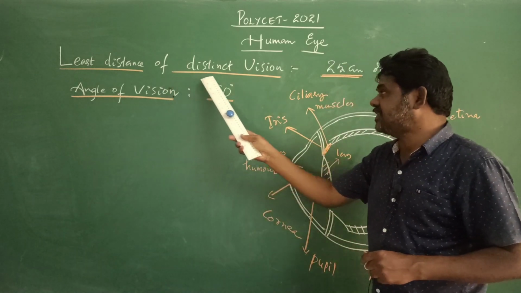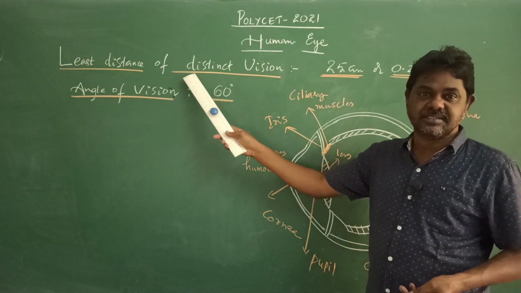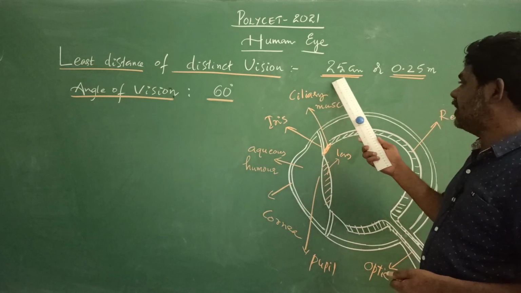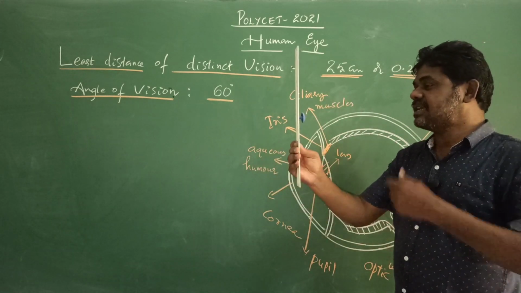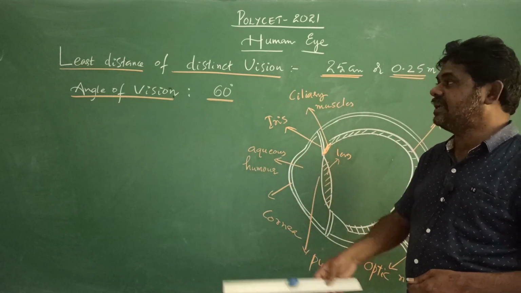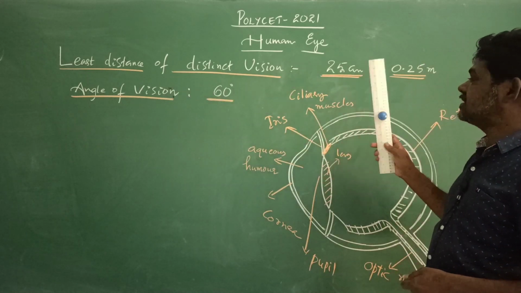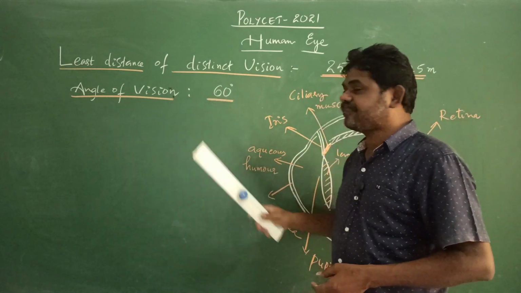The least distance of distinct vision, many times this question is asked directly in the examination, so that is 25 centimeters. The minimum distance at which we can see the objects clearly is known as least distance of distinct vision. Then what is angle of vision?